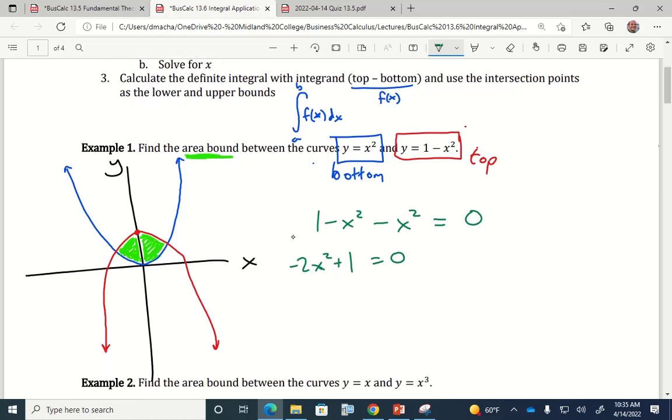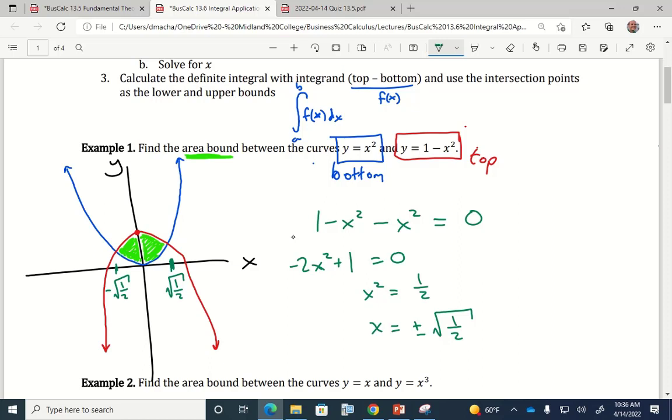And so again, solving for my x values, I'll subtract 1 from both sides and divide both sides by negative 2. So negative 1 divided by negative 2 is positive half. And if I take the square root of both sides, my x values are going to be at plus or minus square root of half. So this x value is positive square root of half, and this x value down here is going to be negative square root of half.